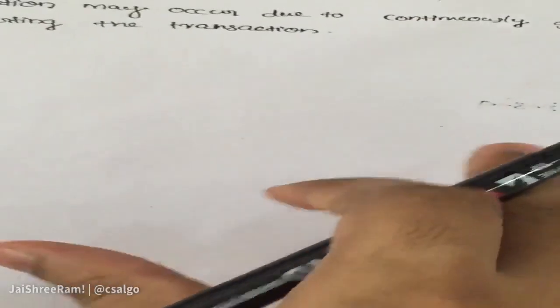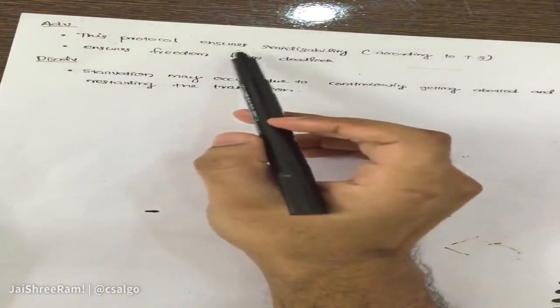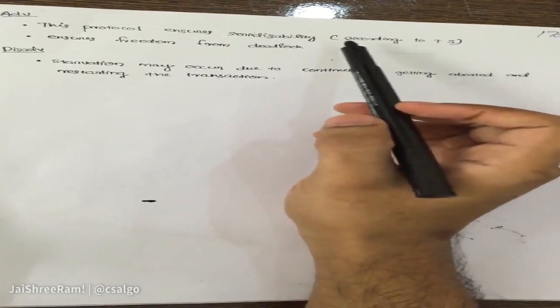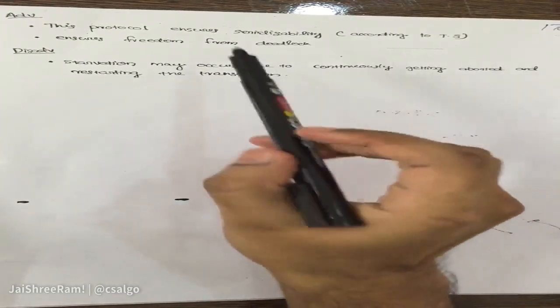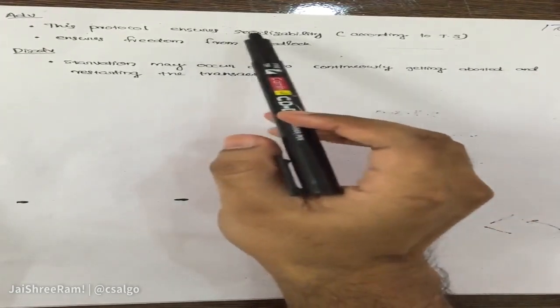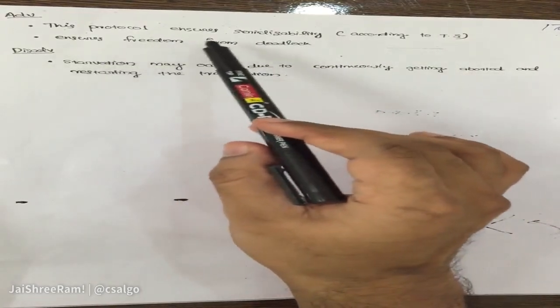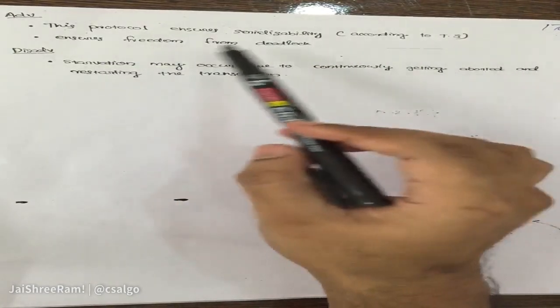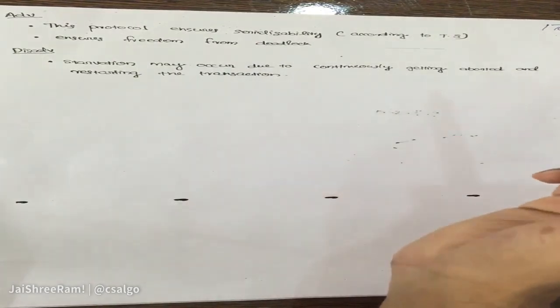Let's look at the advantages and disadvantages of this timestamp ordering protocol. Advantages. This protocol ensures serializability. I told you that serializability is definitely guaranteed, and it is conflict equivalent to the serial schedule, which we get by ordering according to the timestamps. And then it ensures freedom from deadlock. So there will be no deadlocks here because there are no locks at all.